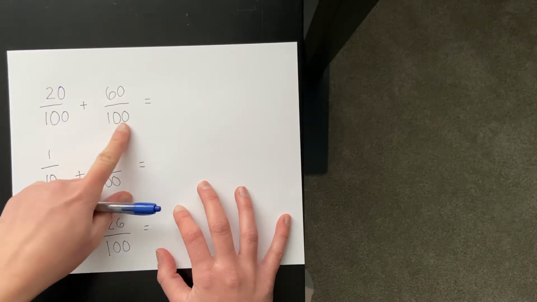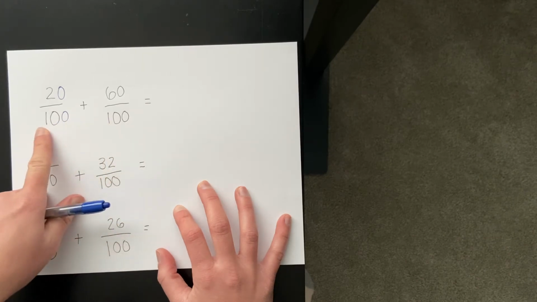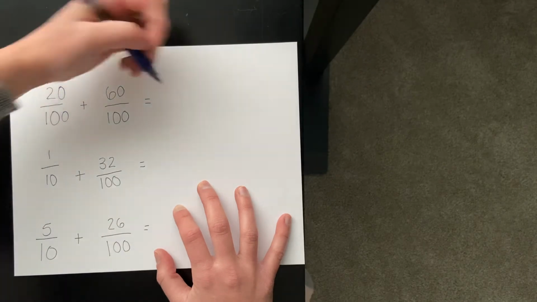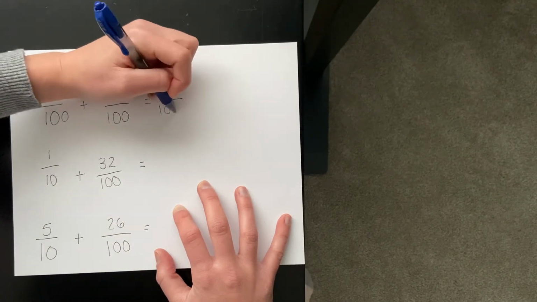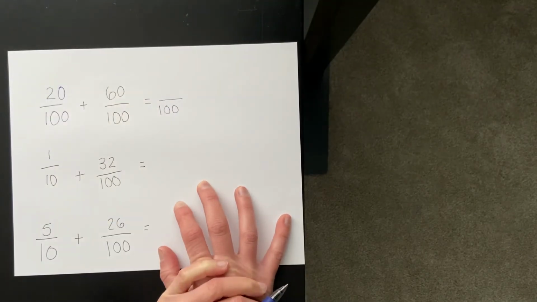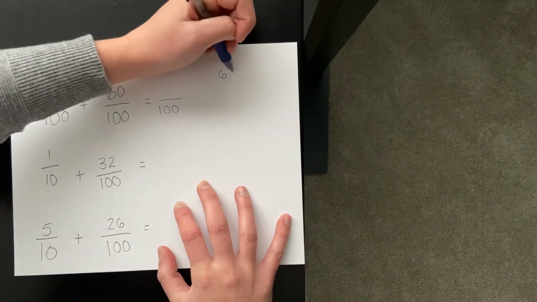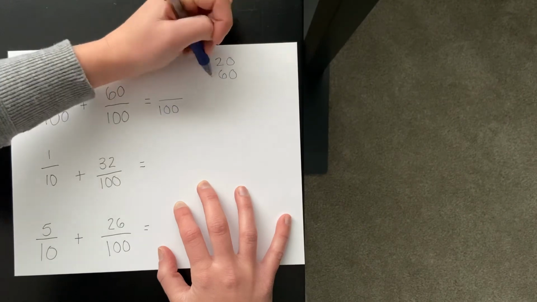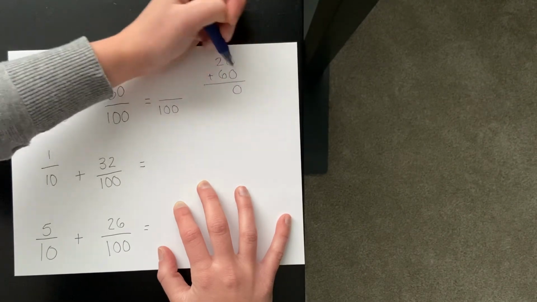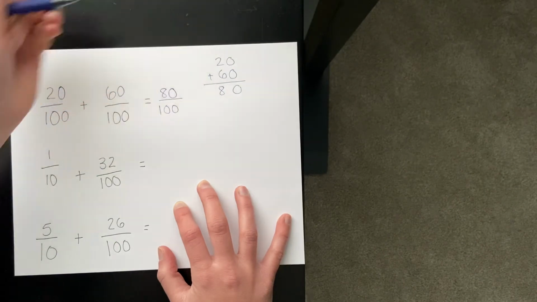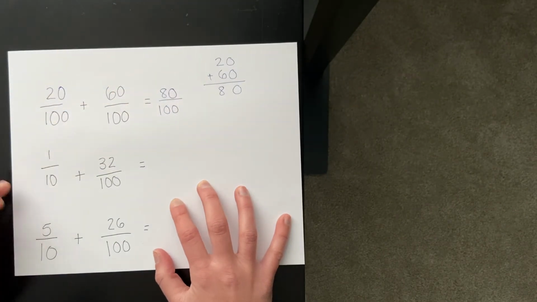Now, because we have 100 at the bottom of both fractions, we're now able to add up the top numbers. We know the bottom number is going to stay 100 because the denominator always stays the same. But we need to add up these two. 20 plus 60 is 80. 80/100 is your answer.